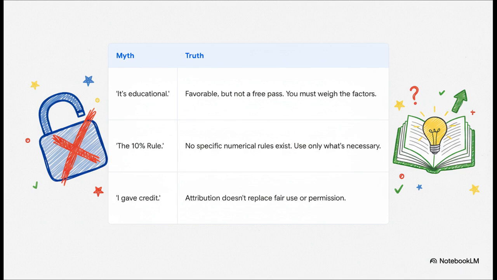Second, the 10% rule, or the 30-second rule. This is one of the biggest myths out there. There are no magic numbers. The rule is, use only what you need for your lesson. And finally, as long as I give credit, I'm good. This is crucial. Giving credit is the right thing to do, it's good academic practice, but it does not magically give you the legal right to use the work.